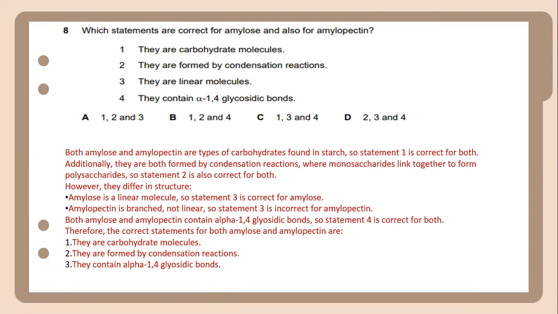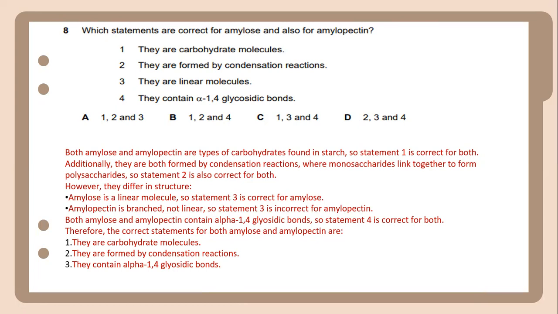Both amylose and amylopectin are types of carbohydrate found in starch. So statement 1 is correct for both. They are carbohydrate molecules. Additionally, they are both formed by condensation reaction, where monosaccharides link together to form polysaccharide. So statement 2 is also correct for both. They are formed by condensation reaction.